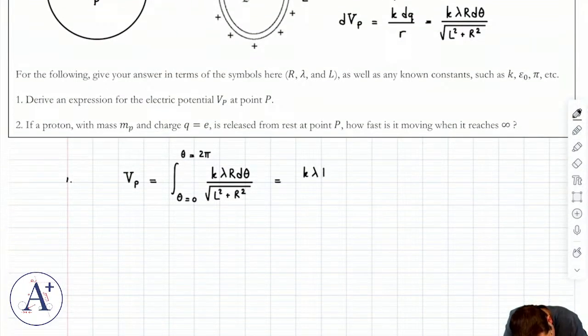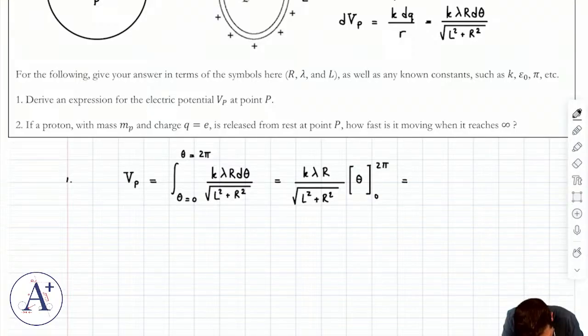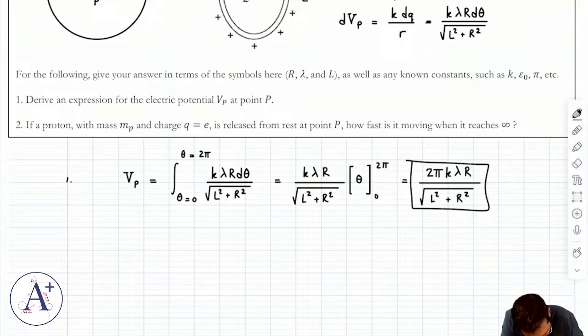So we get K lambda R divided by the square root of L squared plus R squared. And then we get theta evaluated between 0 and 2 pi, and of course we get 2 pi out of that. So that's going to be 2 pi K lambda R divided by the square root of L squared plus R squared. And that's going to be V at point P.